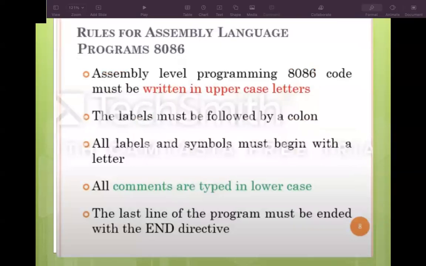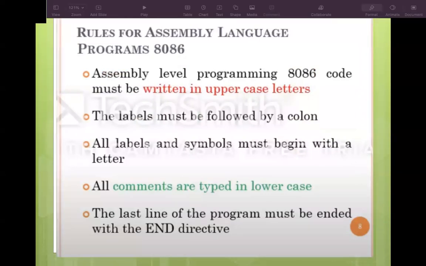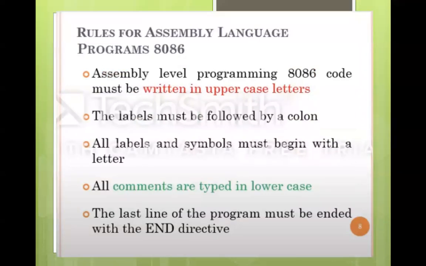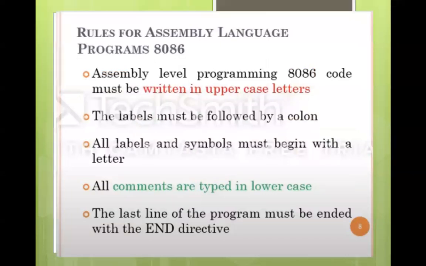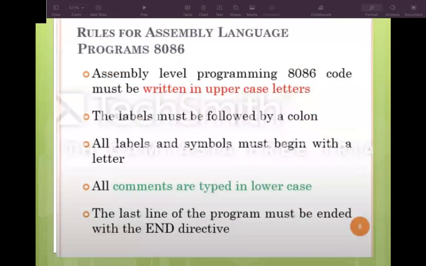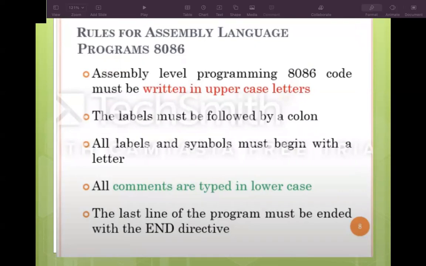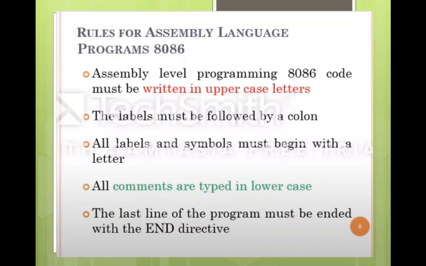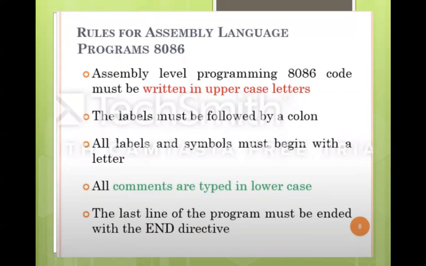Now, there are some rules of assembly language programs in 8086. Assembly language programming 8086 code must be written in uppercase letters. Remember, these rules are to be followed strictly so that the microprocessor can understand them. The second rule: labels must be followed by a colon. All labels and symbols must begin with a letter. All commands are typed in lowercase. The last line of the program must end with the end directive.